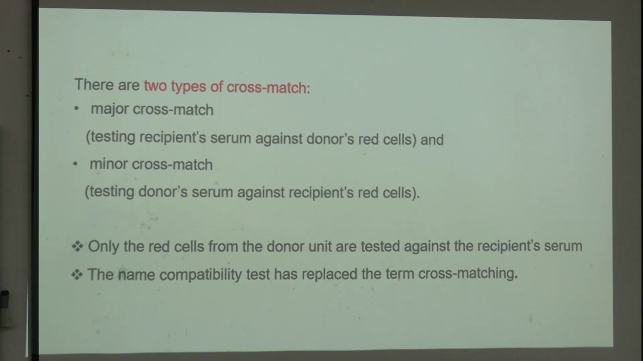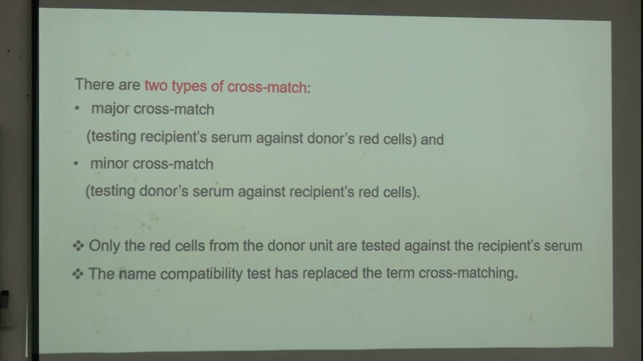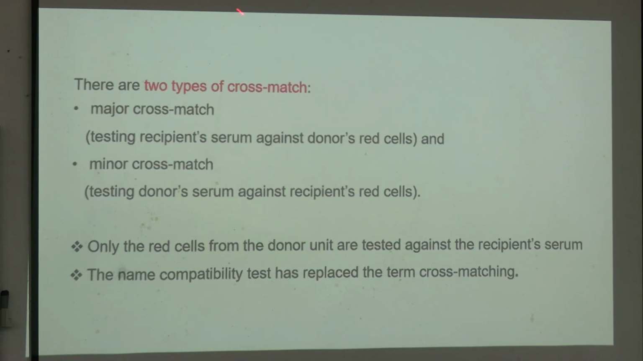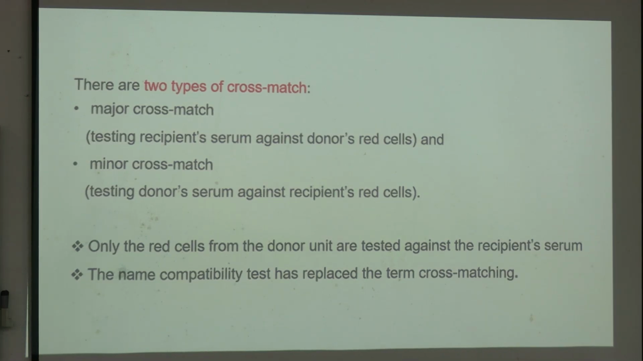So how many types of cross match are there? There are two types. One is the major cross match and one is the minor cross match. In case of major cross match, we are testing the recipient's serum and donor red cells. And in case of minor cross match, we are testing donor serum against the recipient's red cells, that means the patient to whom we are transfusing blood.